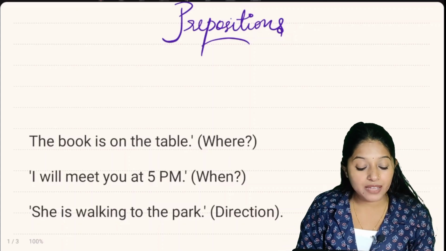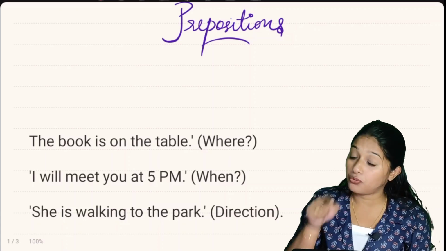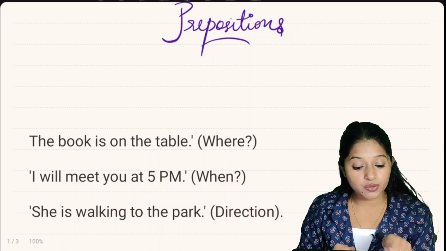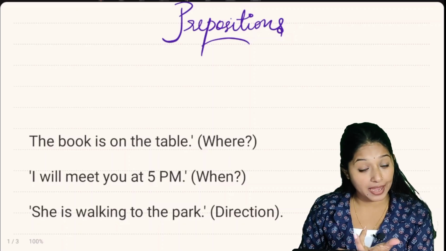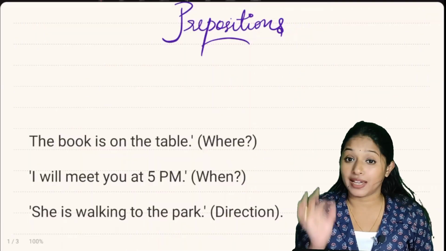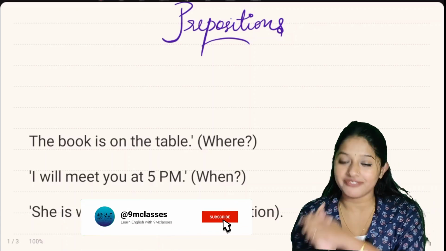I will meet you at 5 p.m. When? At 5 p.m. Specificity. She is walking to the park. Where? To the park. It's a direction. Now let's simplify the three terms: preposition of time, preposition of place, and preposition of direction.